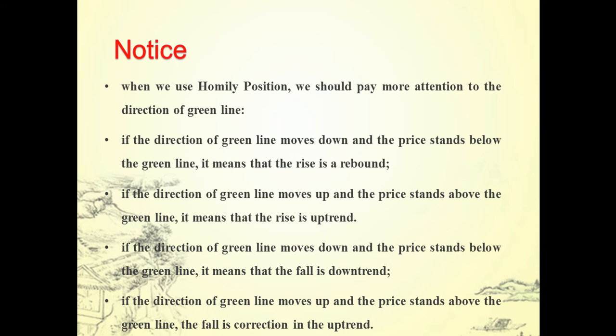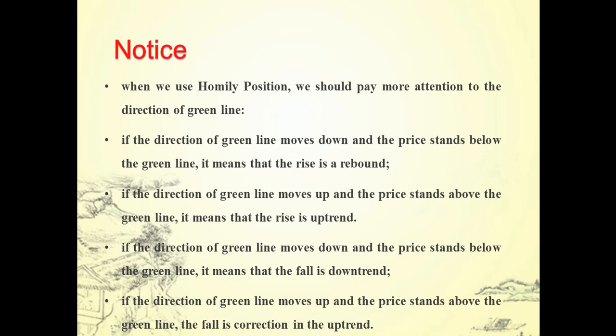Then the last one, if the direction of the green line is up and the price is above the green line, the first correction in the uptrend, what's that meaning? If you see the green line still up, then the price drops. The drop is only for short-term correction. You still have a chance to buy again. So what is that? Number 2 and number 4. Number 2, number 4. Same.